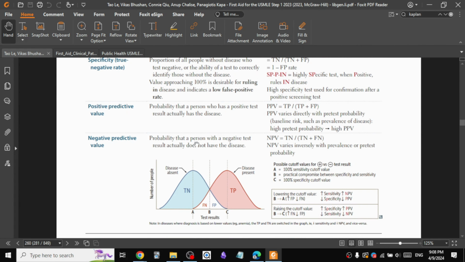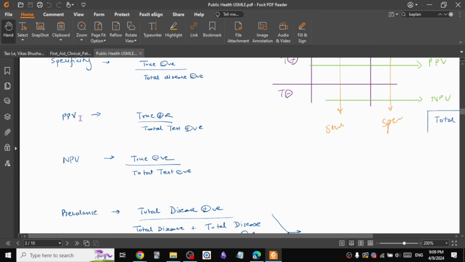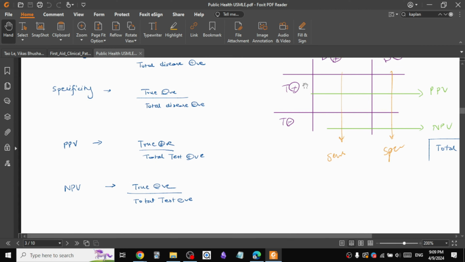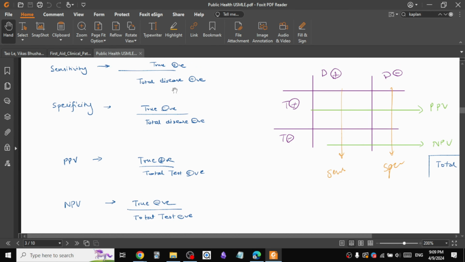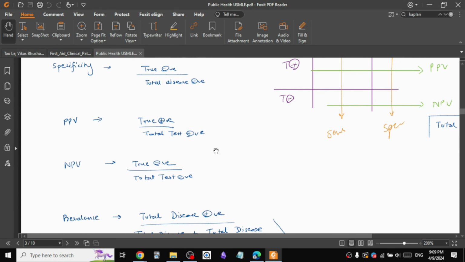Now we come to positive predictive value and negative predictive value, okay? So what is positive predictive value? We're looking through the positive test lens, okay? So through the positive test lens, what are you going to have? You're going to have true positives, right? So true positives right here, and what the test has deemed positive, that includes the false positives, which makes sense, right? So you have true positive and total test positive. You see the difference in the denominators between all of these, right? Total test positive, right? It'll help you remember that.